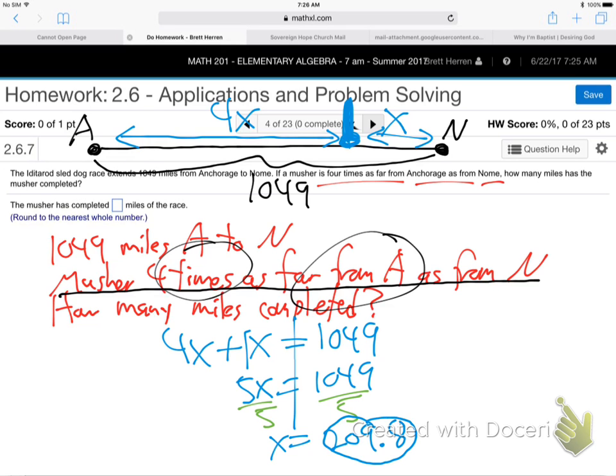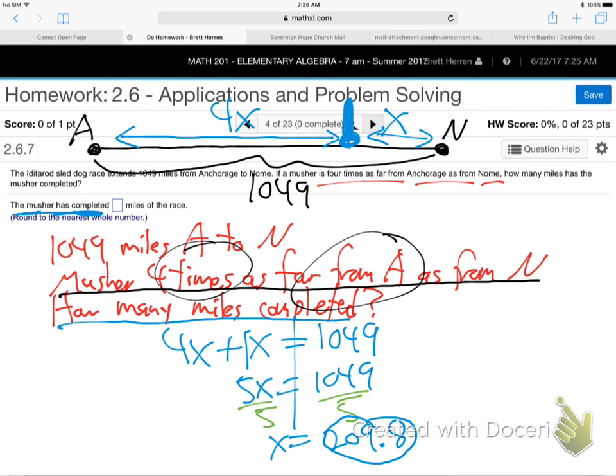And it says round to the nearest whole number. Not time to round yet. 209.8. We're not right. Why not? Well, you always got to be careful on the word problem to answer what they ask for. The answer to a word problem is not always what x comes out to be. Sometimes you got to use that x to get something else, right? So you got to be really careful. What is it they're asking for? What is it they say up here? How much has the musher completed? Even right here. How many miles completed?